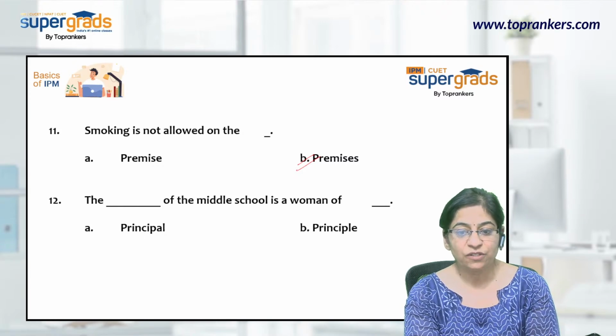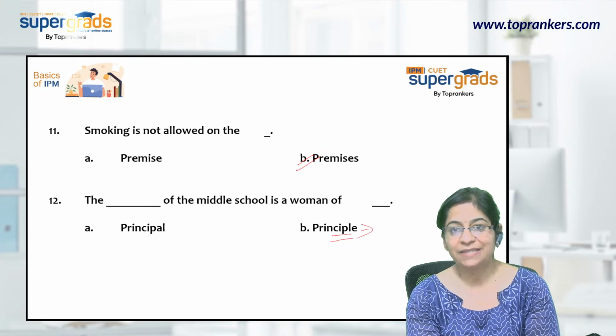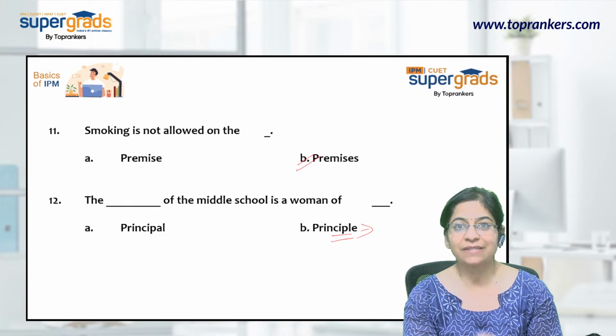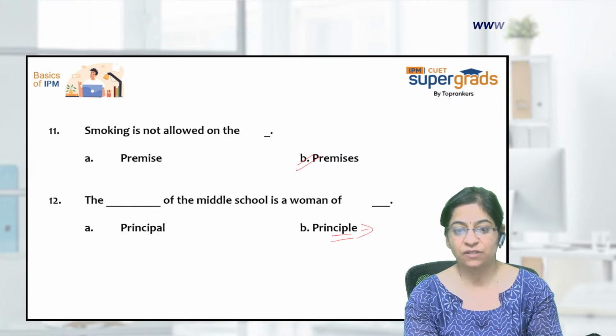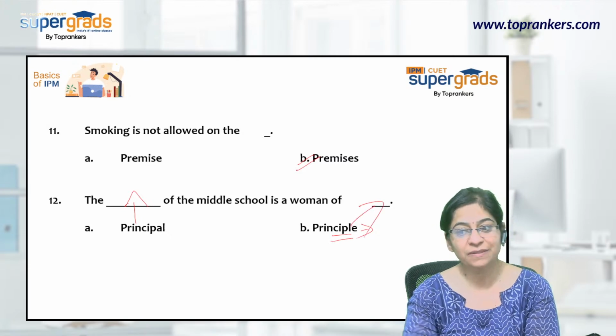The dash of the school is a woman of dash. Now, principle with a PLE means the belief that you have in something, and principal with a PAL means a person who's the head of an institution. So, the principal of the middle school is a woman of principles.